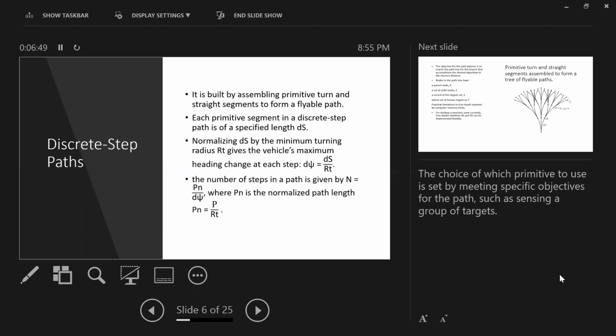The number of steps in a path is given by n, where n is equal to pn by dφ, where pn is the normalized path length and pn is equal to p by rt. The choice of which primitive to use is set by meeting a specific objective for the path, such as sensing a group of targets.